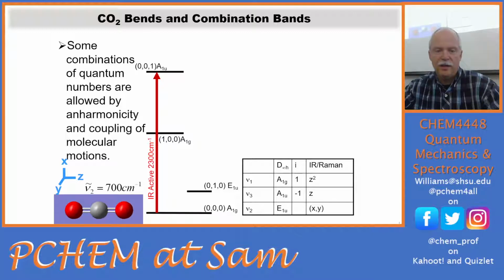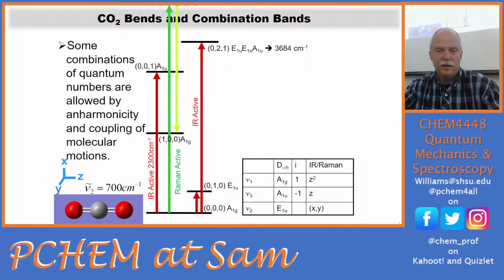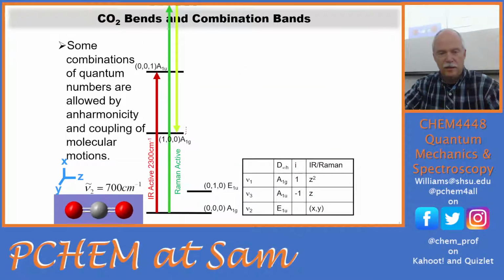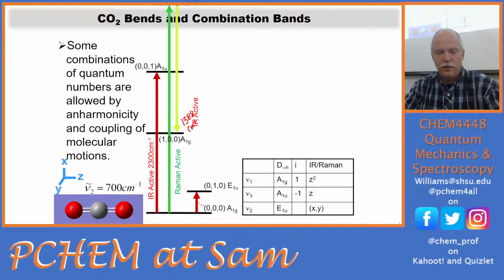So here's the IR active motion, 2300 wave numbers. Here's the Raman active, so we've got the two-photon Raman effect, and that comes in at, let's see, what was the frequency? The Raman mode was 1388. This down here, the infrared active nu2 motion, was 700 wave numbers.